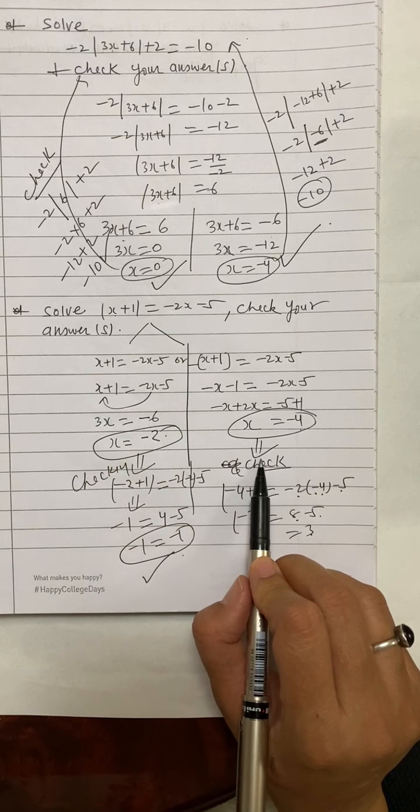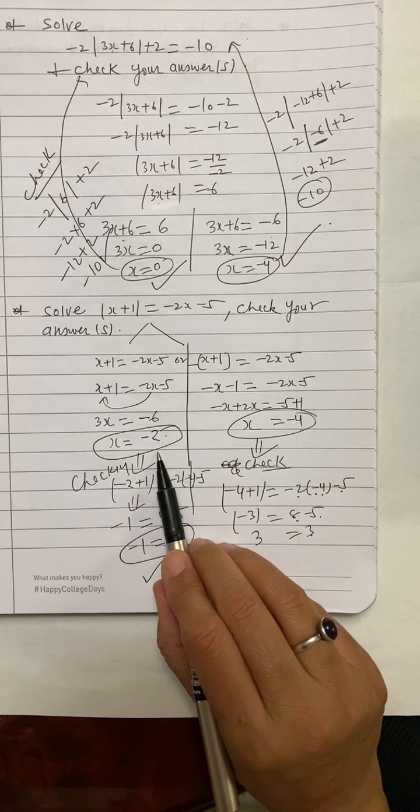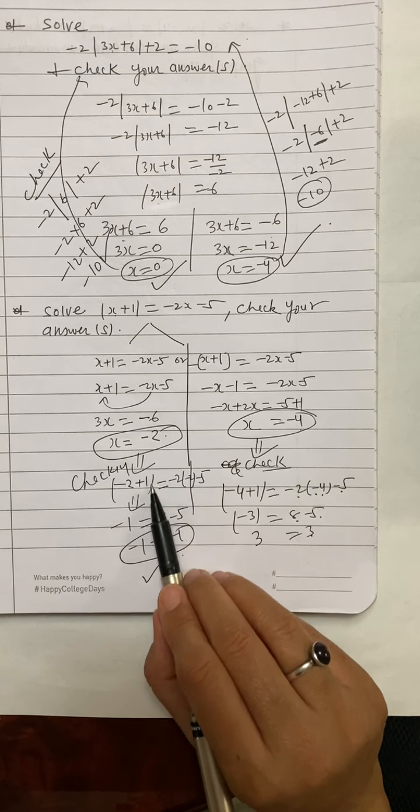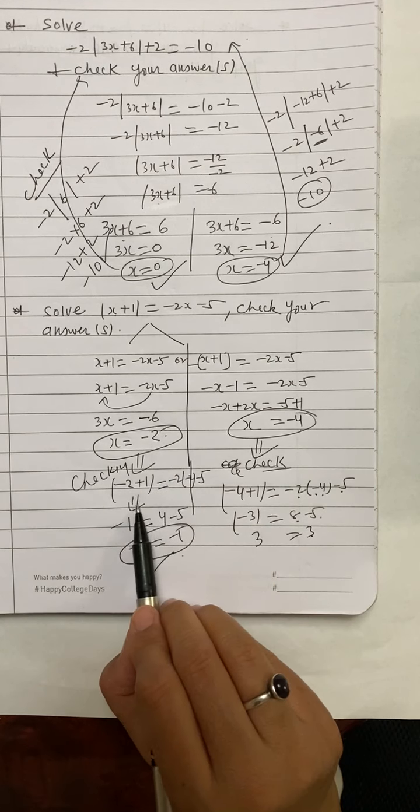So x is equal to negative 4 and x is equal to negative 2. Let's check x is equal to negative 2 one more time.